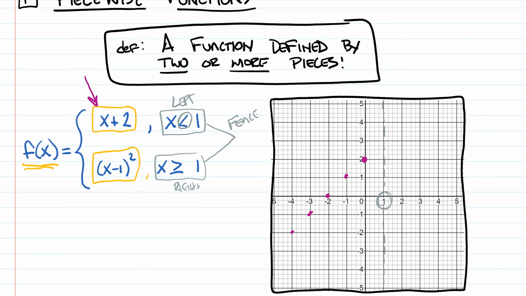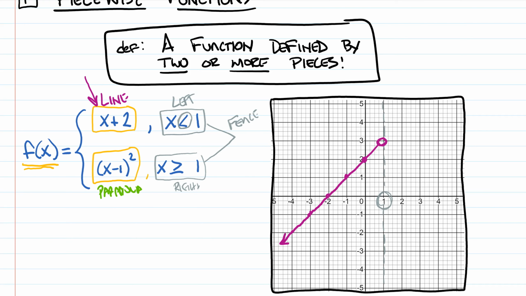Then when I get to here, since I'm on the fence and it says strictly less than, I'm going to use an open dot, so I do not include that part. Everything to the left of the fence is going to be a line. This is my line to the left of my fence. To the right of my fence, this is a parabola. I'll do this one in green for you because this is to the right of the fence.